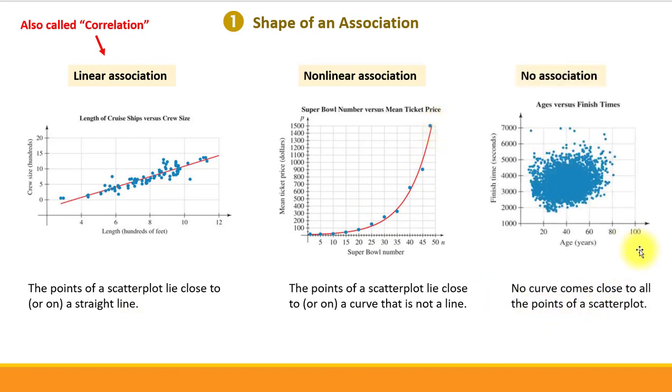And finally, we can have bivariate data with no association at all. So visually, if we look at the scatter plot, we're not going to be able to draw or imagine any curve that would come close to all or most points of that scatter diagram. And the type of association that we're going to focus on and study is the linear association.